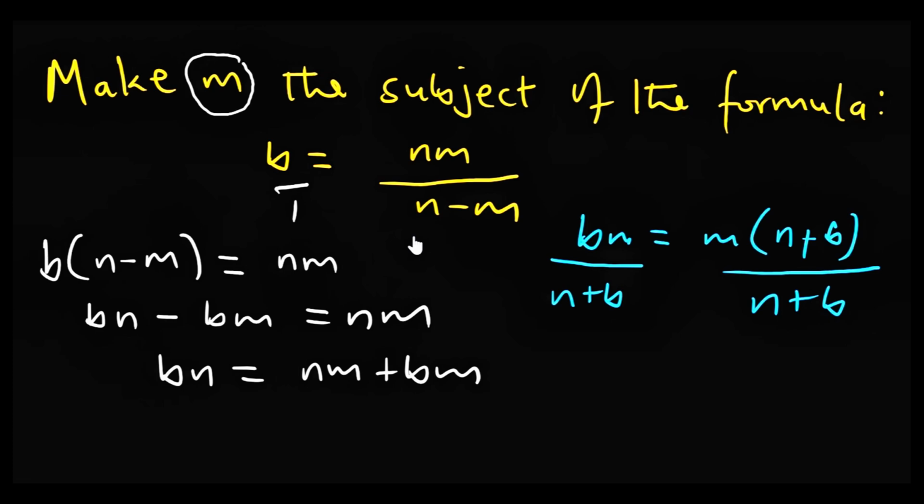So then we cancel out n plus b and n plus b, so that we're only left with m. So we have that m is equal to bn over n plus b.